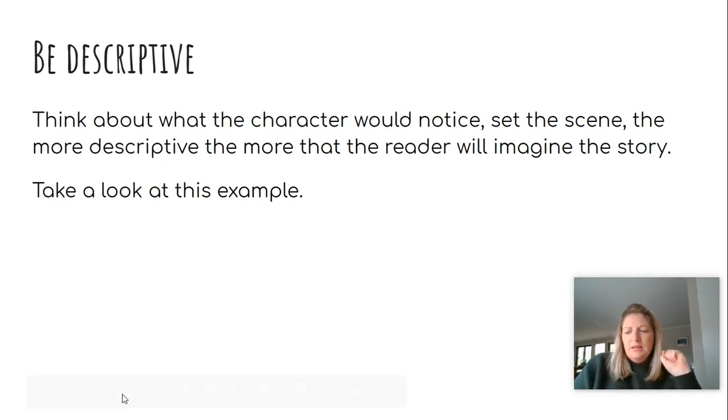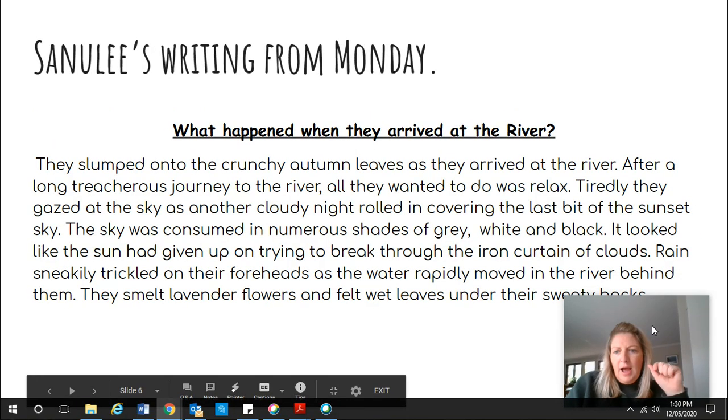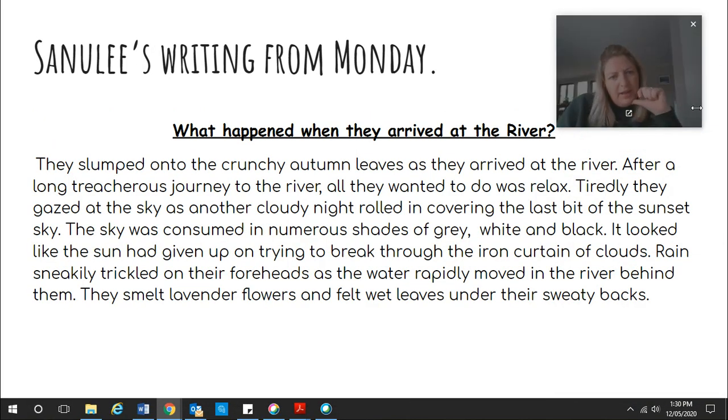So Sonali on Monday wrote a really great piece, and I'm just going to show you one paragraph. I'm not going to read the whole thing. You can read that after. But it's using really good descriptive language. So, they slumped onto the crunchy autumn leaves as they arrived at the river. So slumped, crunchy, you're imagining it after a long, treacherous journey to the river. All they wanted to do was relax tiredly.